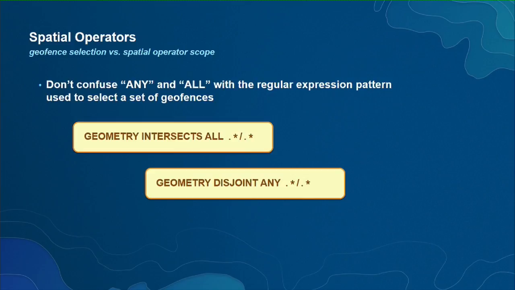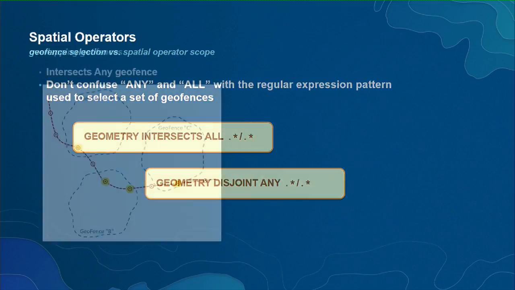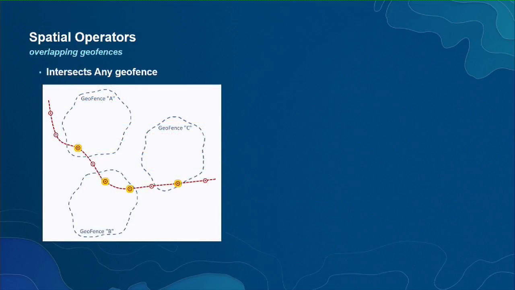But in that case, it needs to intersect with every single geofence. In other words, those geofences have to overlap. Whereas if we say the geometry is disjoint or intersects or has any other spatial relationship with any of a selected set of geofences, then you can see the distinction there. It only needs to evaluate to true for one of those geofences rather than for all of them, as in the first example here. So I'll illustrate that with a couple of diagrams.